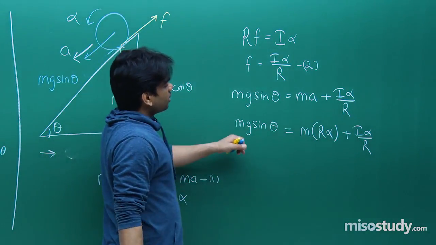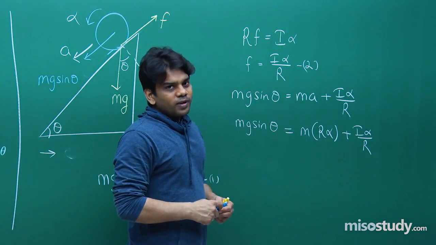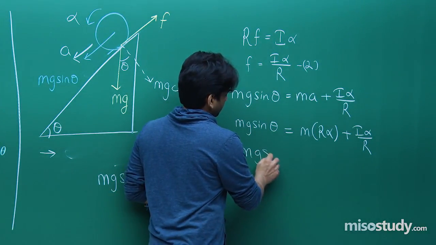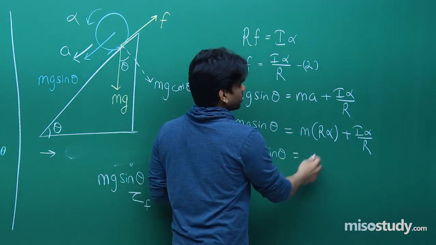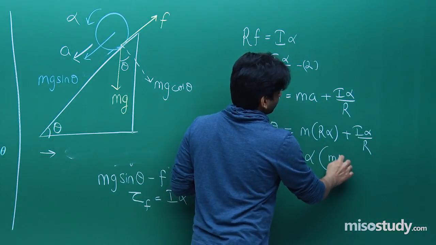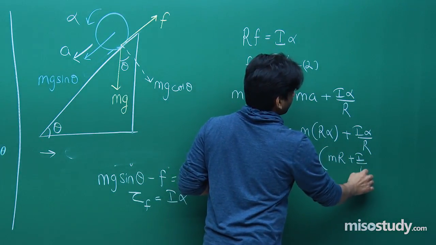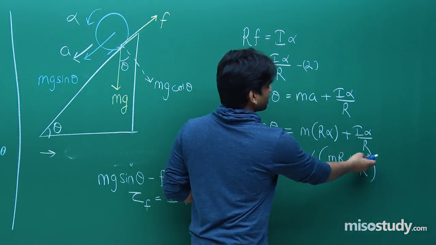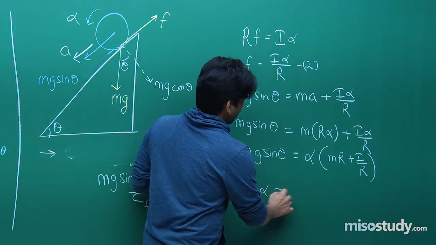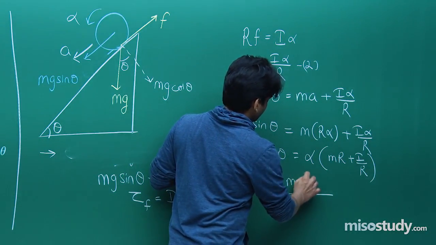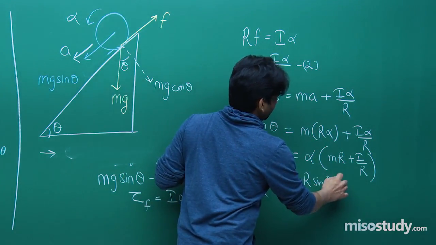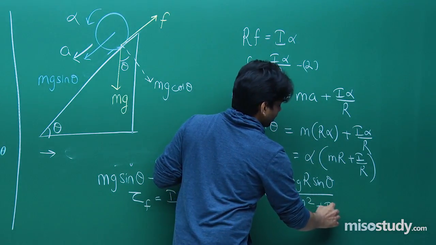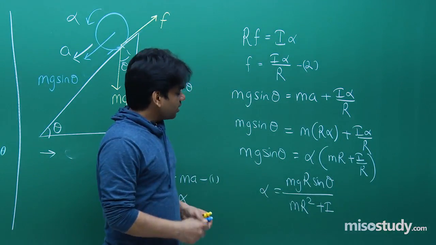Now you see here, we can easily frame an equation for the value of alpha. We will obtain the value of alpha as mg sin theta. Take alpha as common. You will be getting mR plus I by R. Alpha will turn out to be equal to mr square plus I, with R in the denominator. Alpha will turn out to be mg r sin theta divided by mr square plus I. This is the value of alpha.